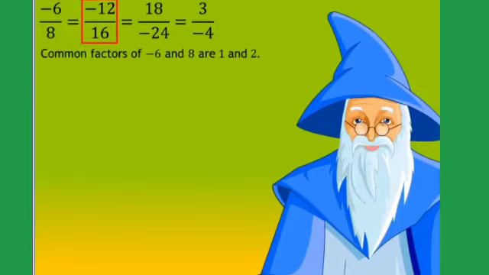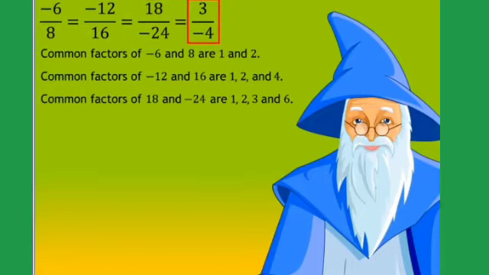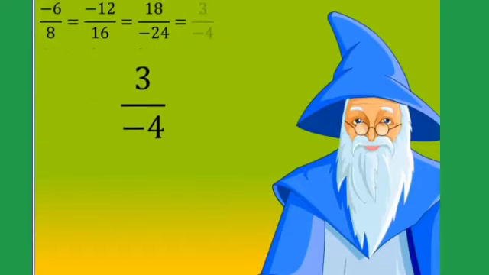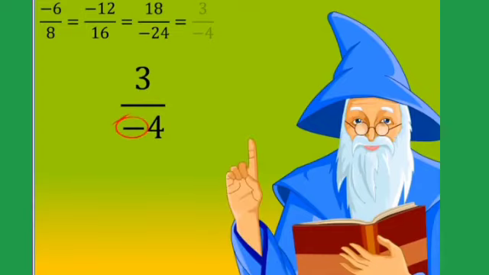-12 and 16 have common factors 1, 2 and 4. And 18 divided by minus 24 have common factors 1, 2, 3 and 6. However, 3 and minus 4 have only 1 as their common factor. The number 3 divided by minus 4 seems to be the number we are looking for. However, my rule book says that the number we are looking for cannot have a minus sign in the denominator.